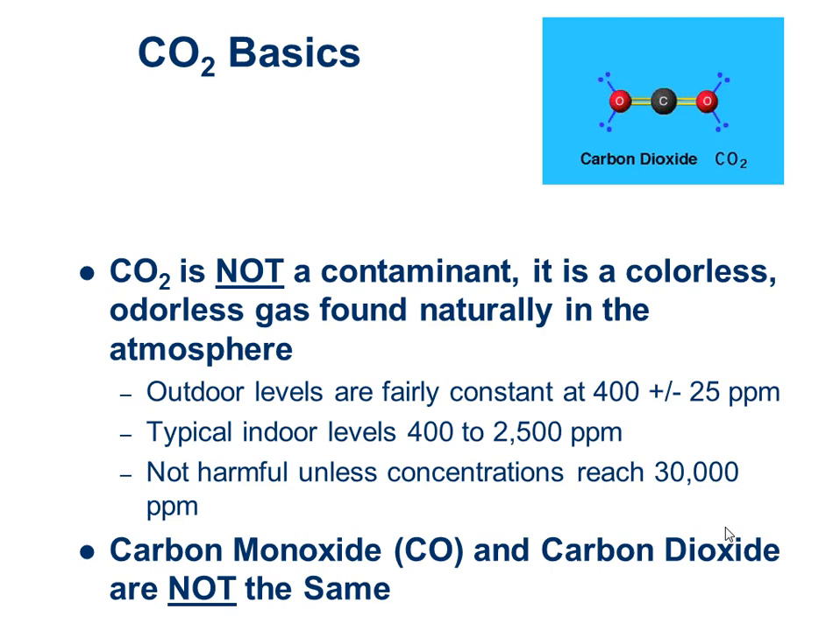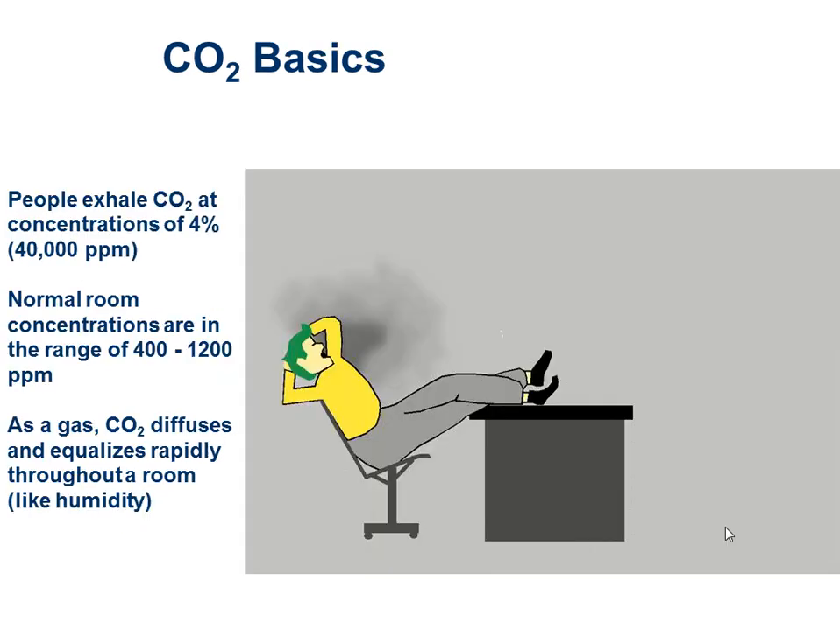Carbon monoxide, on the other hand, is a product of incomplete combustion, and it is significantly harmful to people. But they sound similar, CO and CO2, two different things we're talking about. So CO2 is exhaled by people at a rate of about 40,000 parts per million directly at your mouth. However, it disperses rapidly throughout the room. It's similar to humidity in that it moves east to west, north to south, up and down. Basically, every CO2 molecule wants to get equally far apart from another CO2 molecule, so it spreads evenly throughout a room.